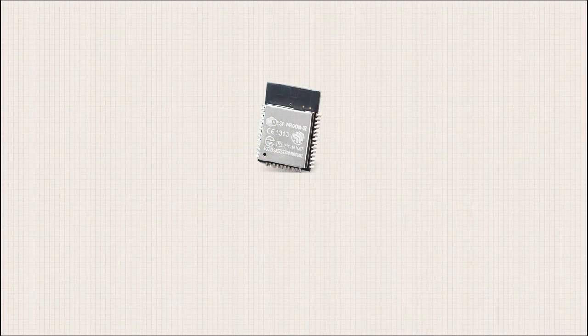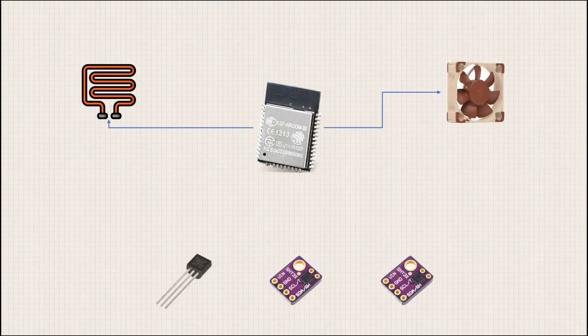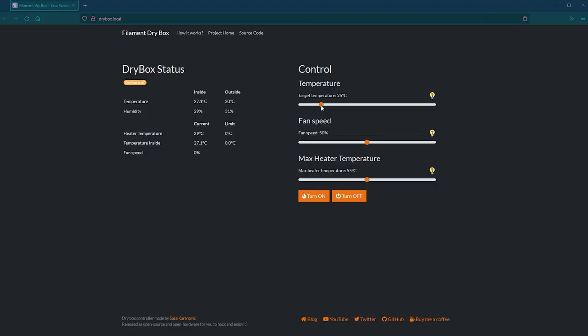Now we need to write the code for the ESP32. We are going to program it to control the heater and the fan and also take readings from our sensors. Also, we will program our own web interface that we are going to use to remotely interact with the dry box. As always, the entire source code is available in the GitHub repository if you want to take a look at it. But at a very high level, there are two main things that are happening heater-wise.